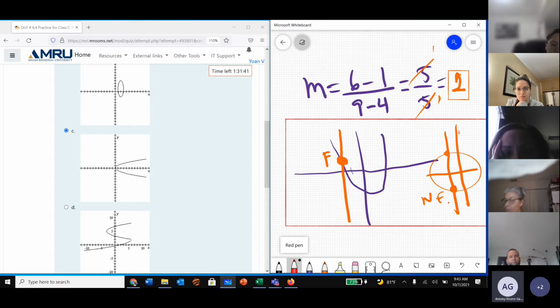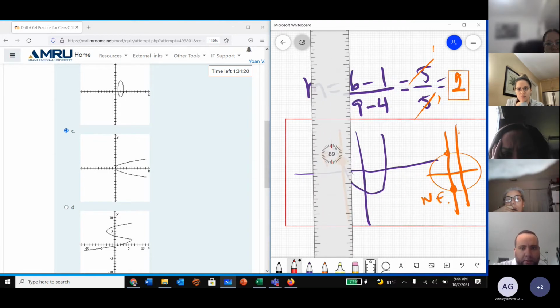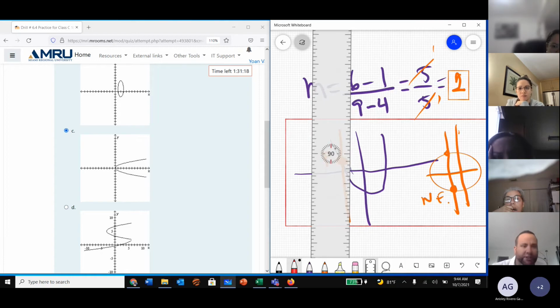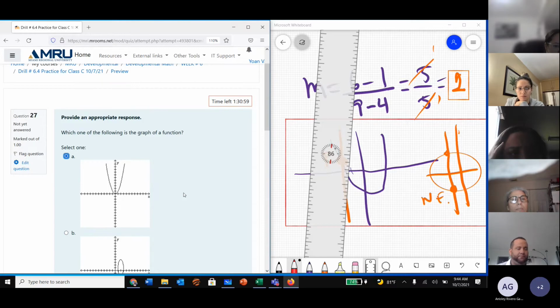Let me go over this one. Look, when you draw a vertical line, to be a function, it can cut in only one point. If you do a vertical line right here, imagine that ruler passes through this graph, number C, and you can notice that it cuts the graph in 2 points, so it's not a function. Same thing happens with number B, so it's not a function. The only function is number A.